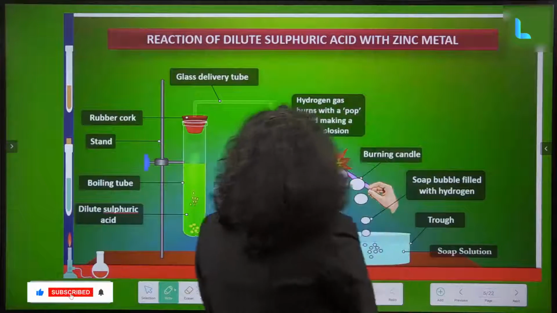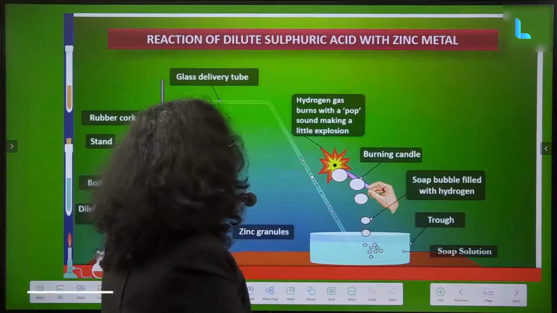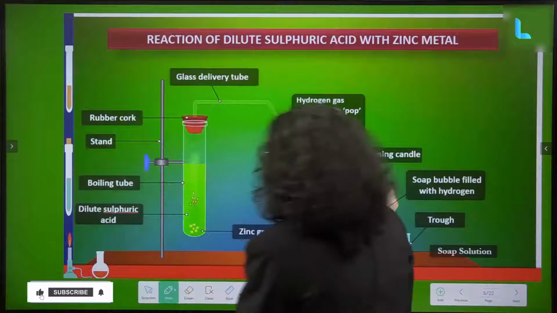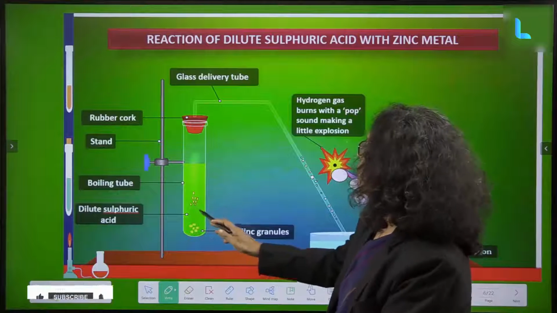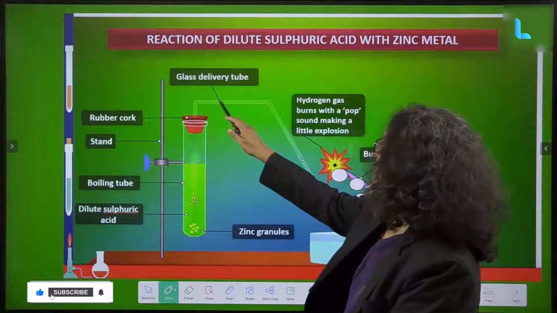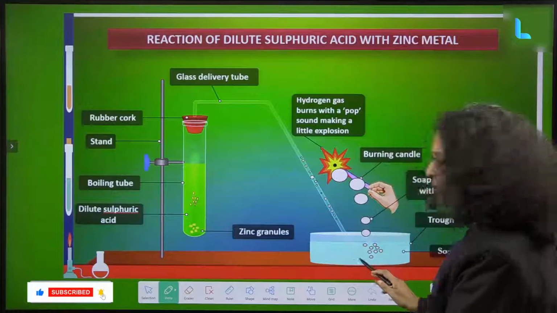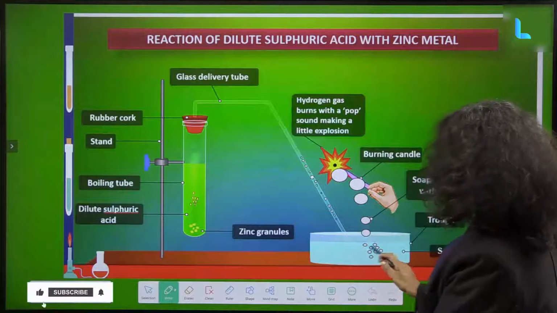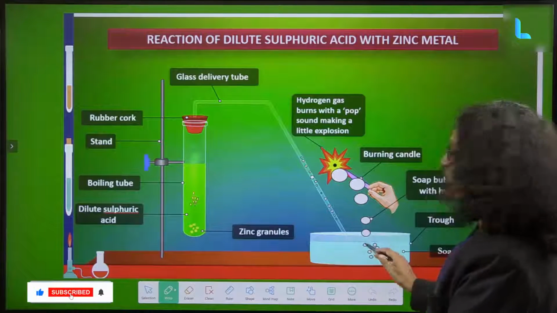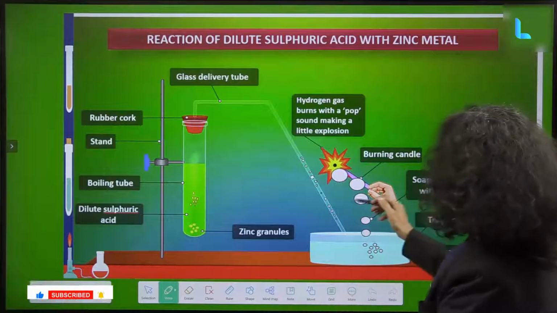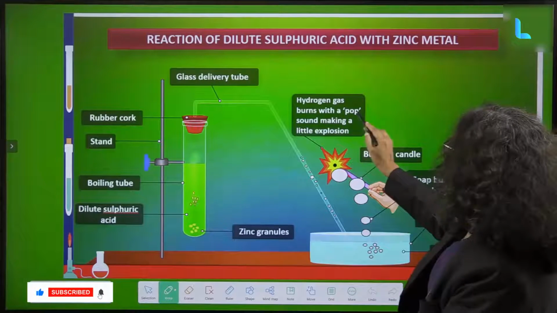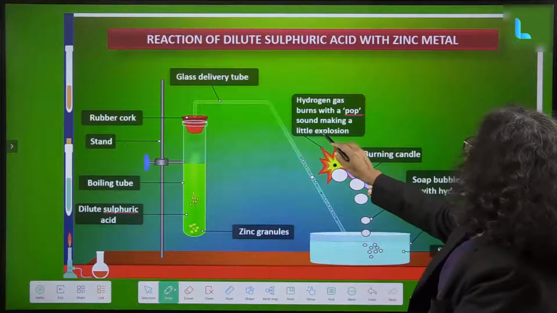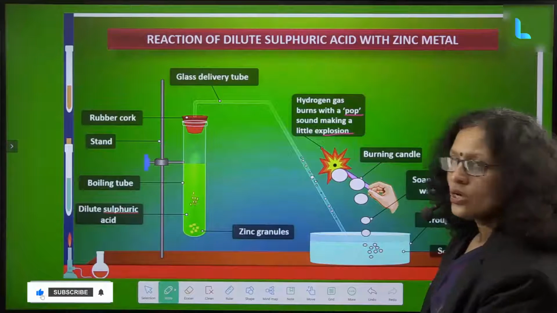Now, the reaction of dilute sulfuric acid, the same experiment is shown here. Zinc granules react with dilute sulfuric acid, the gas liberated is hydrogen gas which is passing from here. Here it is soap solution, in which the gas will start bubbling, hydrogen gas. A burning candle is taken close to the bubbled gas. What will happen? It will make a pop sound and it will give a little explosion also.